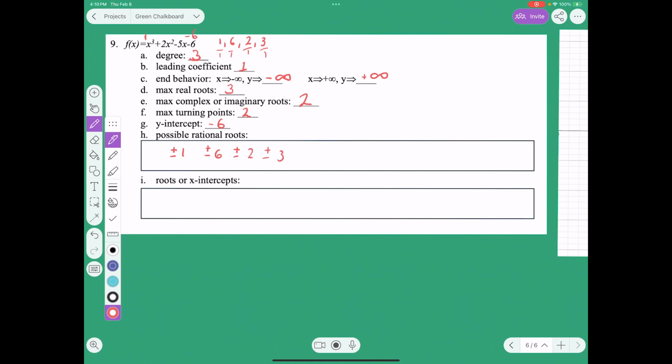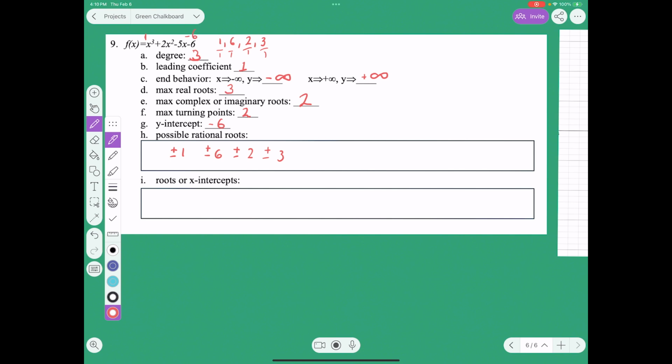And a lot of times it's nice to put these in order. These are all nice integers that I have to deal with, so it's not that big a deal. But if you have a lot of fractions, it's nice to put them in order. Not necessarily in order from smallest to largest, but in order from the easiest to the hardest to put into the equation. So 1 is always a great one to start with because if it works, it's easy.